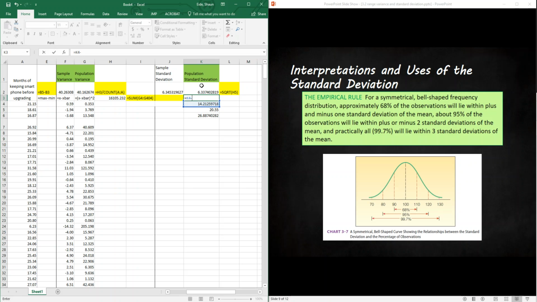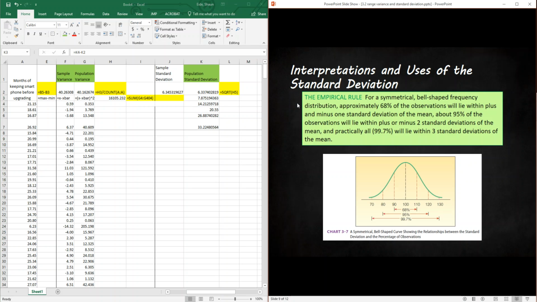Now, if you wanted to increase that, okay, so the mean minus two standard deviations, okay, the mean plus two standard deviations, okay. So a total of 95% of people keep their phones between 7.875 months and 33.224 months. So this is a really great tool that helps us to interpret normal distributions. So if you know that you have a normal distribution, which we're going to talk about a little bit more later, you can apply these rules very easily.